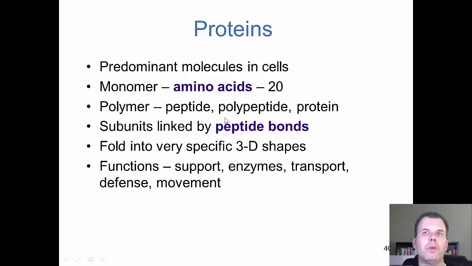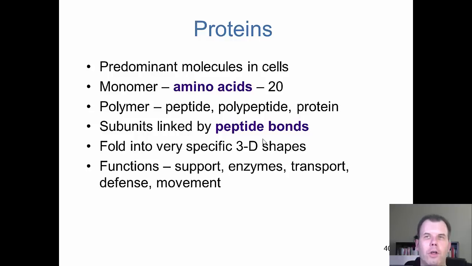And these are put together by peptide bonds. Those peptide bonds form between each individual amino acid, and those amino acids make the proteins. Again, they fold into very specific 3D shapes. Again, the functions are support, enzymes, transport, defense, and movement. We're going to talk about proteins a lot through the semester. So again, protein's very important.